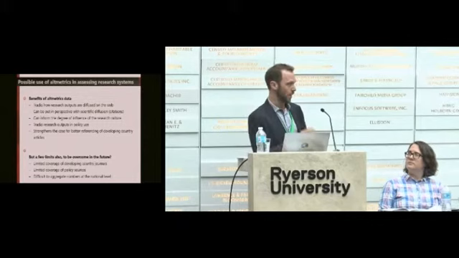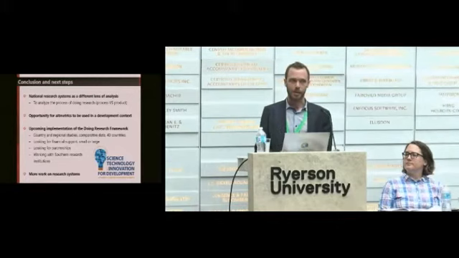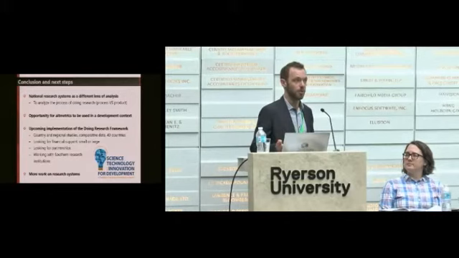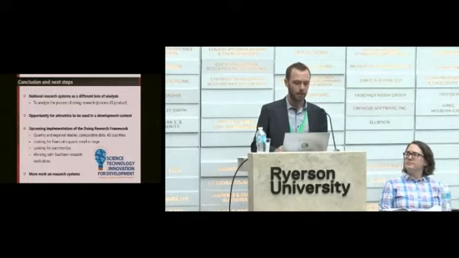So just to conclude, we try to propose a view of national research systems as a different lens of analysis on research assessment, to analyze the process of doing research rather than analyzing what is done with the product, because we believe that doing research is really a process. It doesn't stop with the publication, and it doesn't stop in journals. I think this is shared with the view of Altmetrics. This is also an opportunity for Altmetrics to be used in a development context, since I think there has been limited use so far.